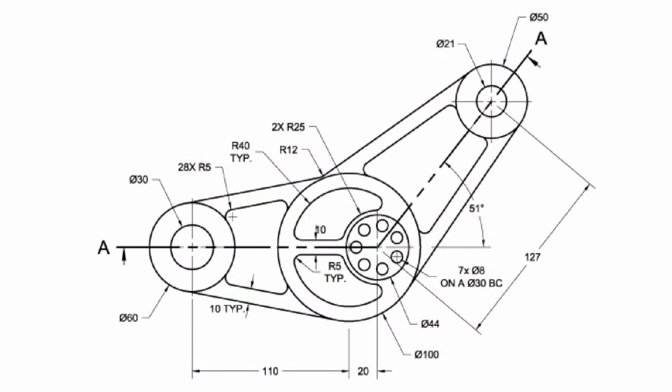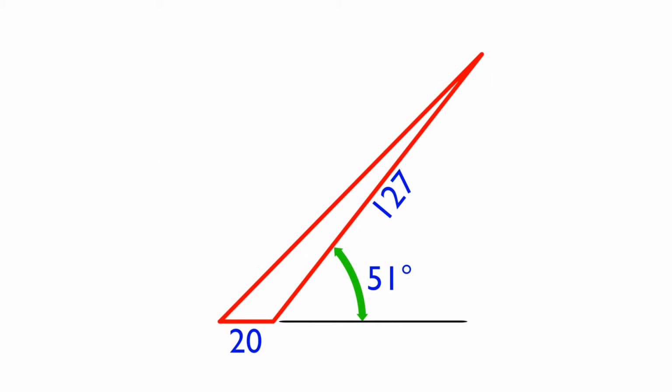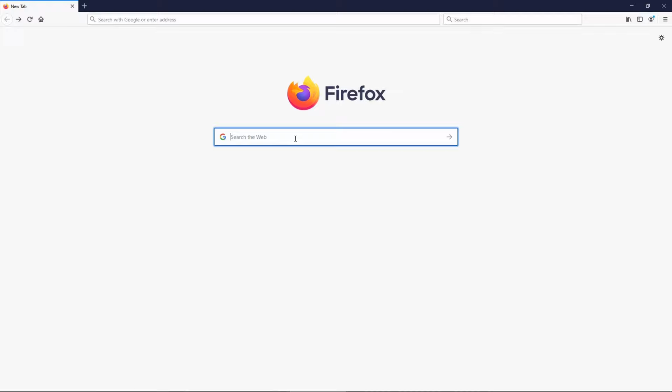Problem number 2, the technical drawing does not give us the distance between the centers of circle number 1 and circle number 3, nor does it provide the angle between the horizontal line and the line connecting the centers of these circles. Instead, we are given a distance and angle for a point to the right of the center of circle number 1. To find the distance and angle, we need to solve this triangle. We will use an online triangle solving calculator, such as calculator.net.